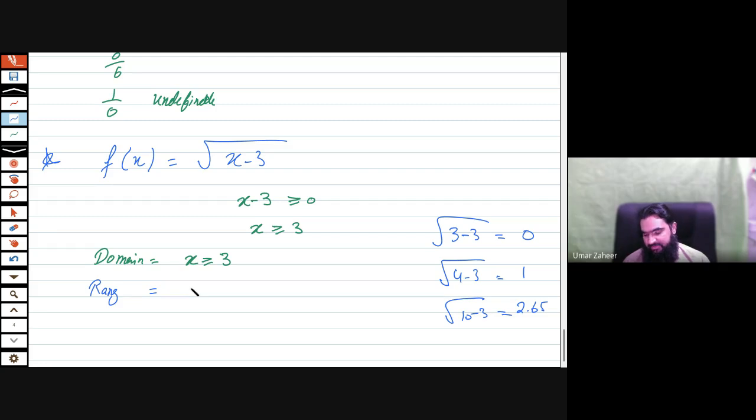So the range is all real numbers greater than or equal to 0. It means in this one, the output can be 0 or any bigger value: 1, 2, 3, 4, 5, 6, 7, 8, 0.1, 0.2, 1.7, 1.007, like this, all different values.